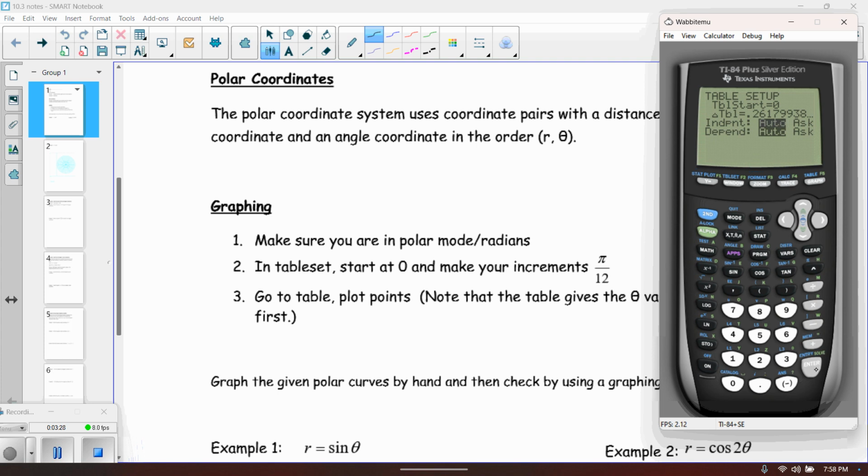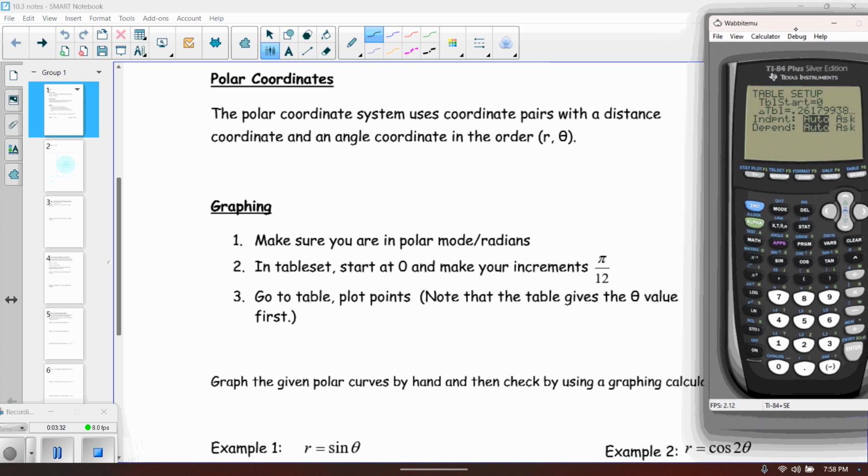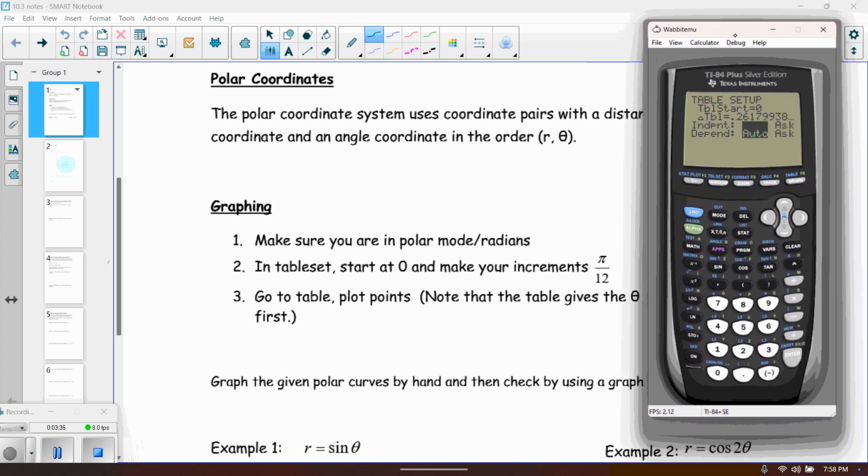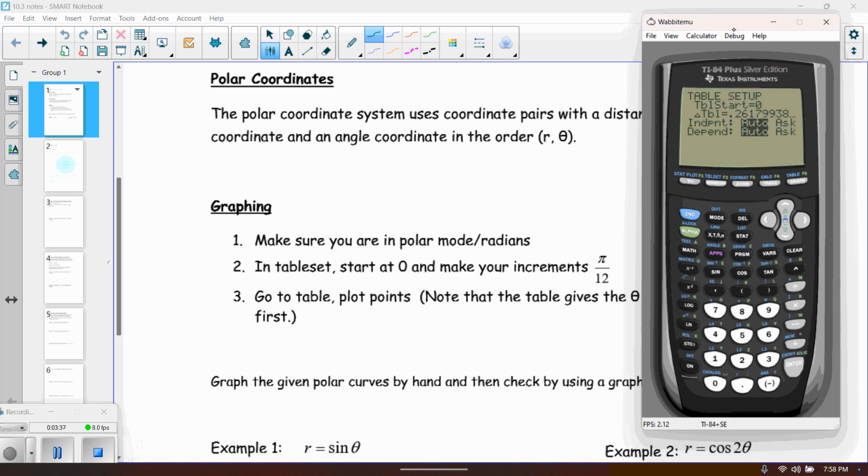Then you can go to the table. Notice that the table is going to give you theta values first. So second graph will give you the table, and it gives theta values there. And then it will also give us our R values once we actually input something. So we've gone ahead and changed the mode and everything to what we needed to. So I'm going to push second mode and quit, get out of this.